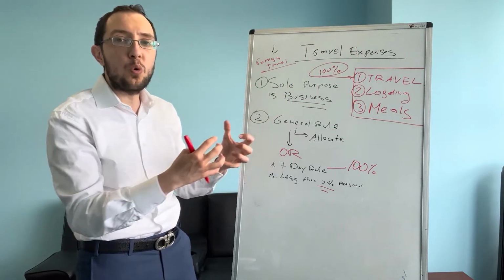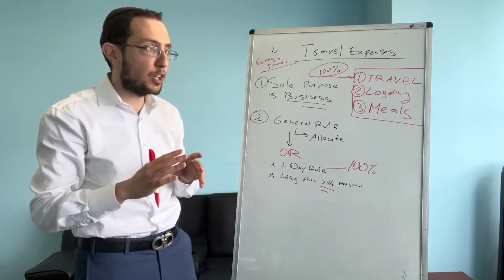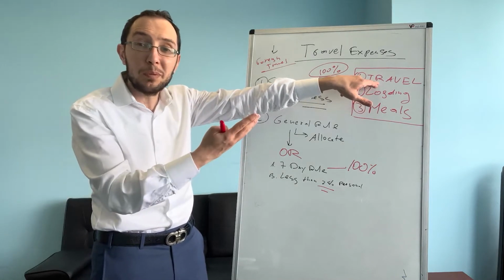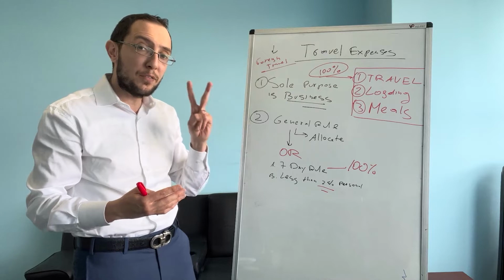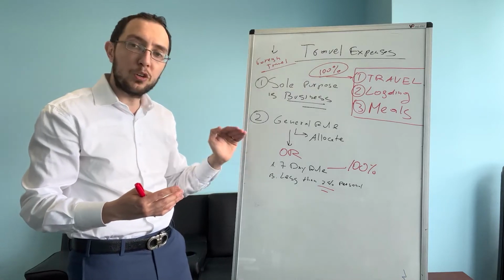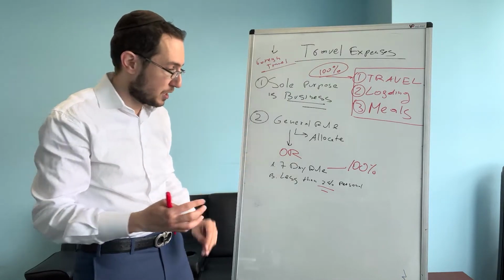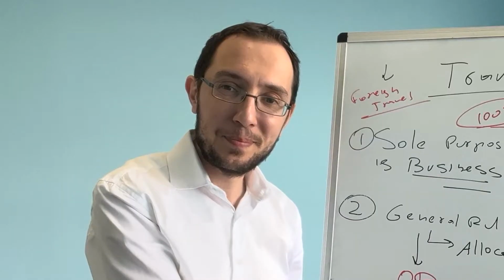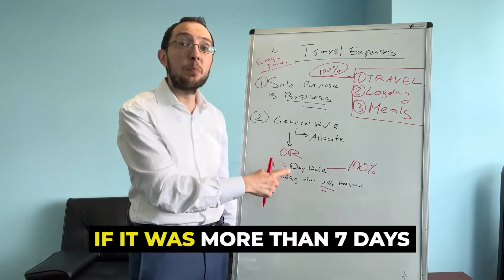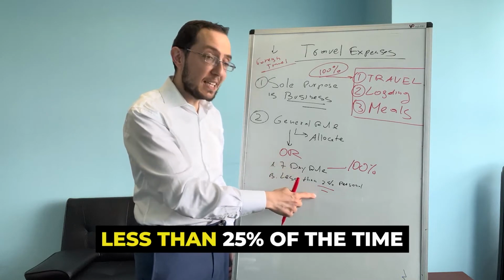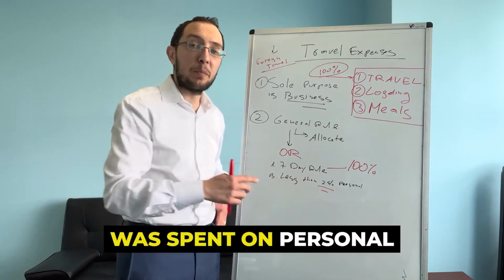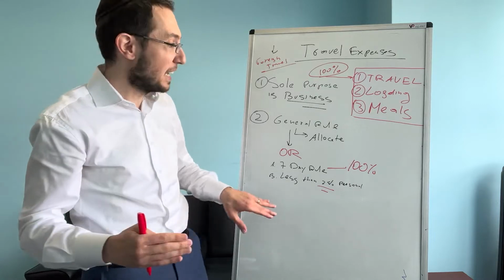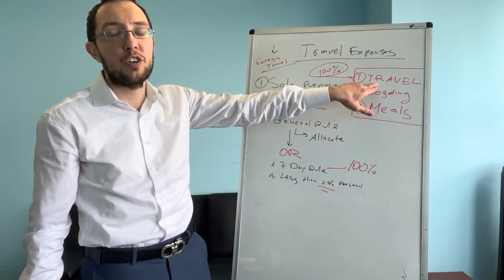Now, in order for you to qualify for 100% deduction of your travel, to pay for your airplane ticket, for example, you have to meet one of the following rules, right? We have two exceptions here. Number one, the travel was less than 7 days. Number two, if it was more than 7 days, but less than 25% of the time was spent on personal, non-business activities, then the entire travel becomes 100% deductible.